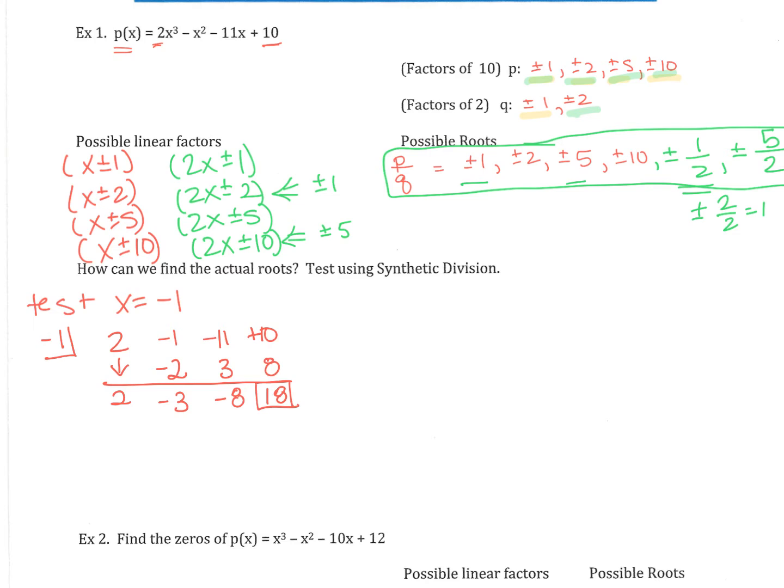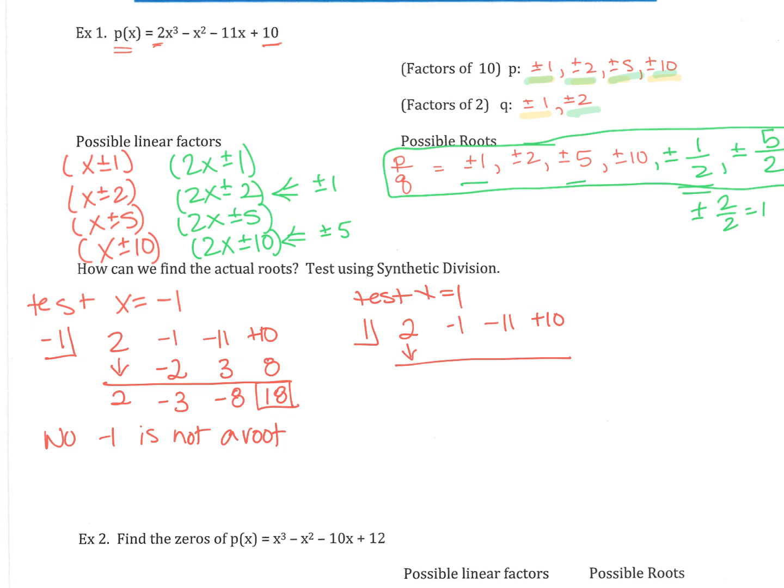Since there's a remainder, then no, -1 is not a root. So it was a possible root. It seemed like it could have worked, but it didn't work. So let's test another one to see if it works. Let's test x equals 1. So I'm going to use x equals 1 with the same coefficients, and let's give it a try.